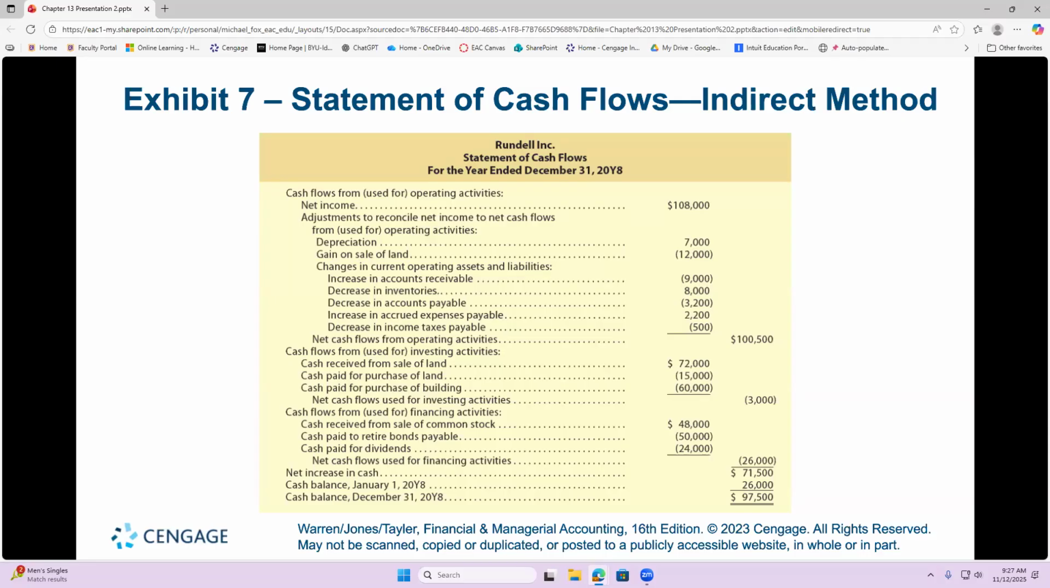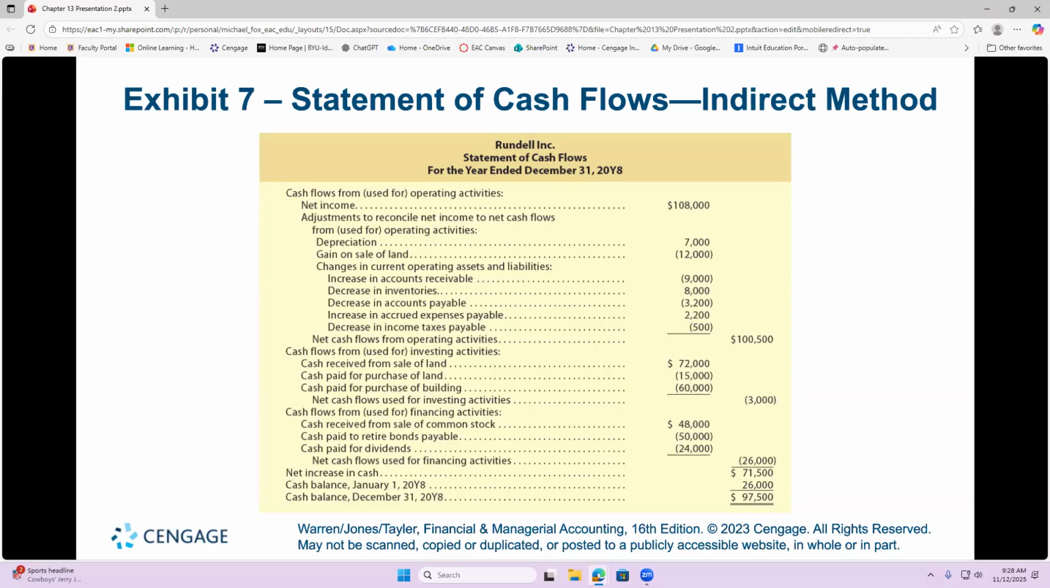So there was an increase in accounts receivable. Since accounts receivable is an asset, they did an opposite adjustment. So since accounts receivable went up, they did a decrease or a negative adjustment to cash. There was a decrease in inventories, so they did a positive adjustment to cash. Then there's a decrease in accounts payable, and since accounts payable is a liability, they adjusted in the same direction. So accounts payable went down, so they did a negative adjustment to cash.